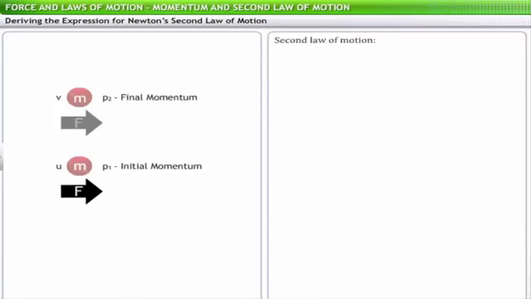According to Newton's second law of motion, the rate of change of momentum is proportional to the force applied. This gives us the relationship F is proportional to m(v minus u) divided by t. The acceleration a of the ball is the ratio of change of velocity, v minus u, to time t. Hence, we can write this relationship as F is proportional to ma.